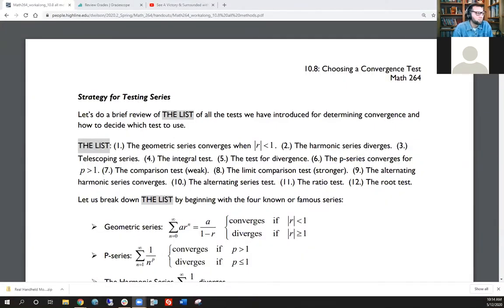All right. So let's begin by reviewing the list. So what's on our list? We have geometric series, harmonic series, telescoping, integral test, test for divergence, p-series, comparison test, the limit comparison test, the alternating series test, the alternating harmonic series, the ratio test, and the root test. Wow, 12 different items. That's a lot. And so rather than focusing in specifically on what to do when, let's kind of break down the list into some various parts.